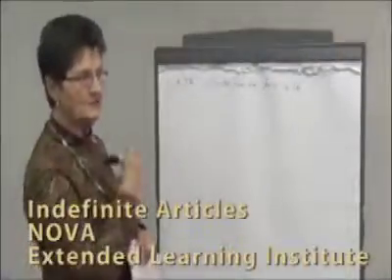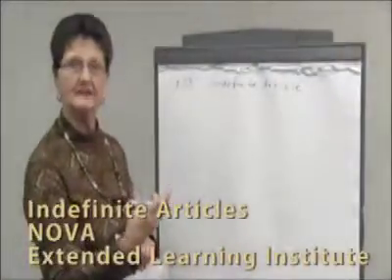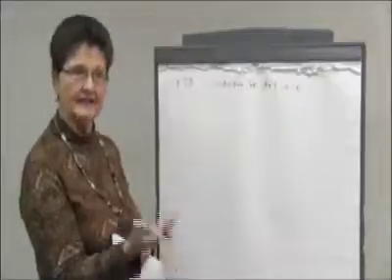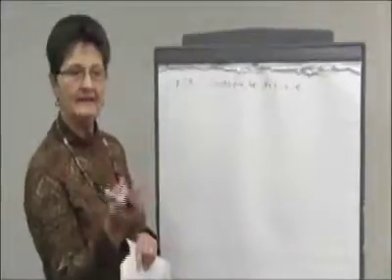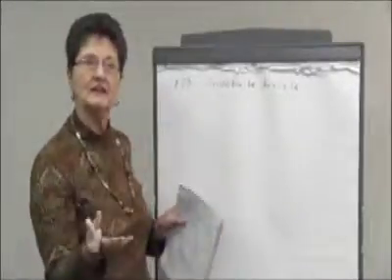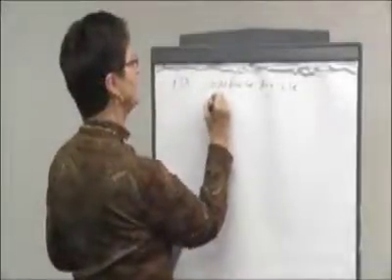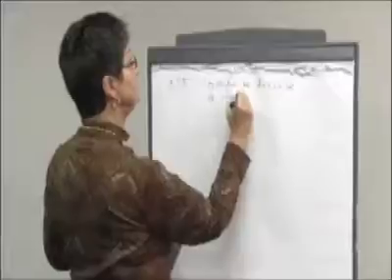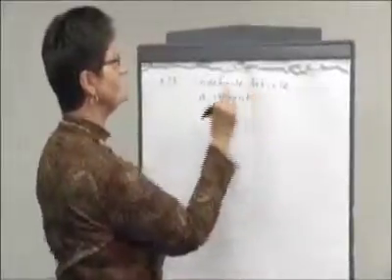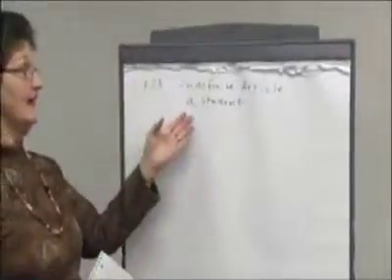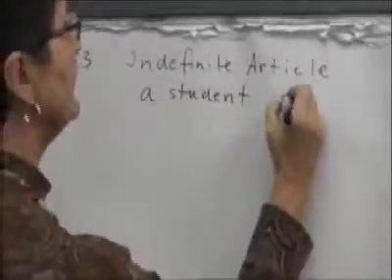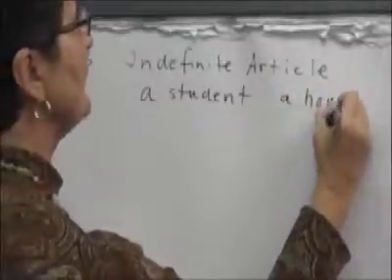Okay, now we just learned about definite articles, and now I'm going to talk about indefinite articles. What's an indefinite article in English? Does anybody know? A student. Instead of the student, now we say a student. Instead of saying the house, the specific house, we say a house, right? A house, a student. Now that's the English.